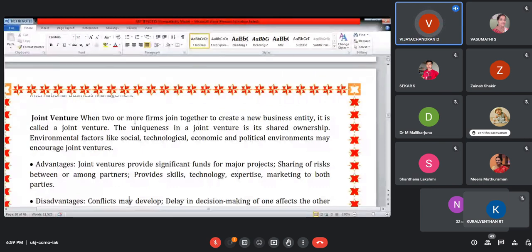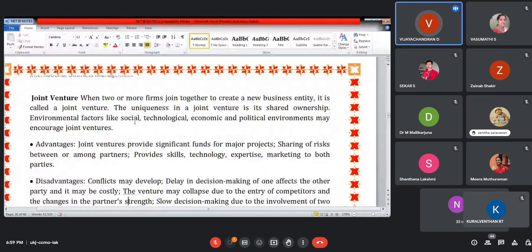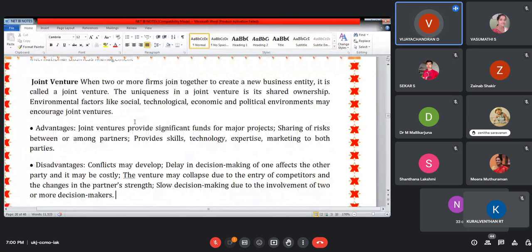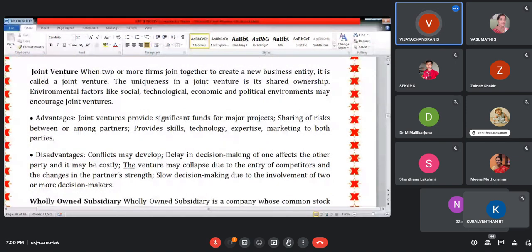They will do the business combinedly. As for the advantage, I told, they will share the risk, the skills, the technology, and the expertise. What is the disadvantage? There will be conflict, so decision making will be delayed. That problem will be there. Two heads are there, two managements are there. One business will be separately operating in their country, another business will be separately operated in another country. If any delay happens in the decision making, that will be reflected in their business.